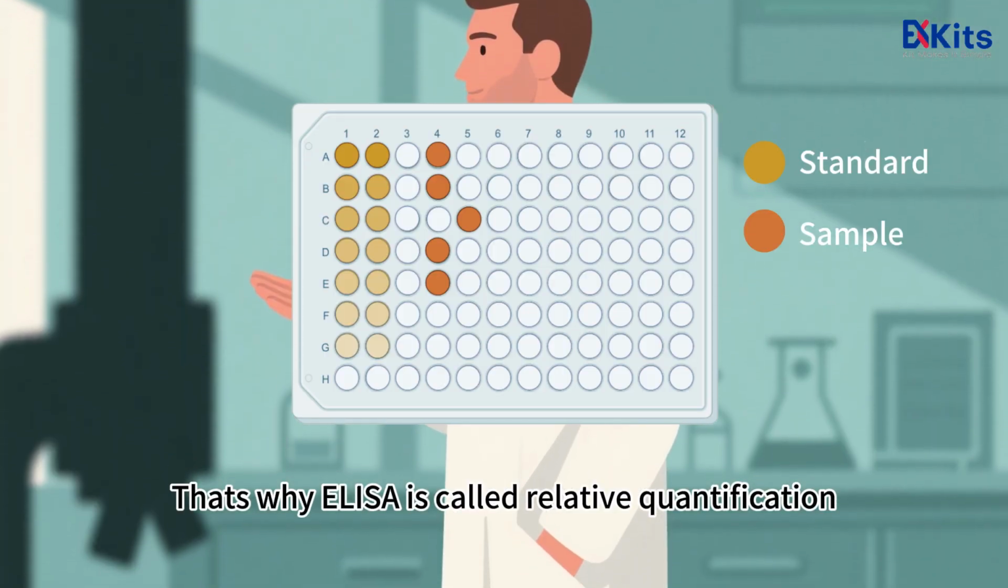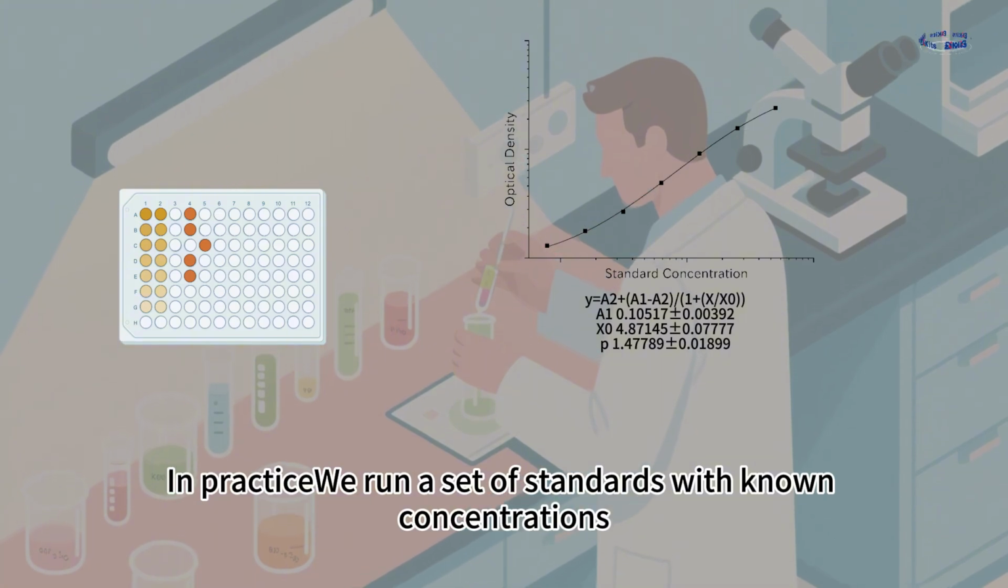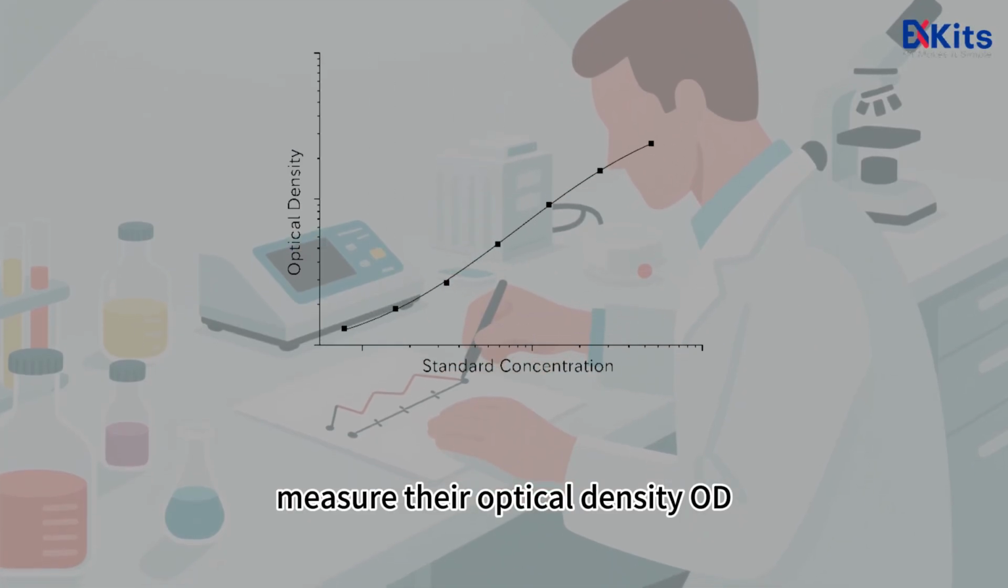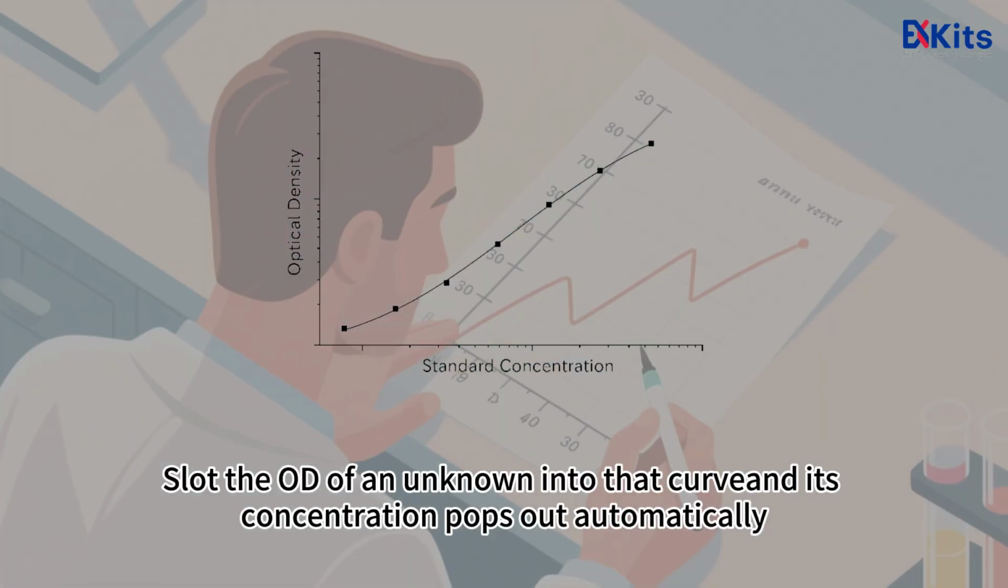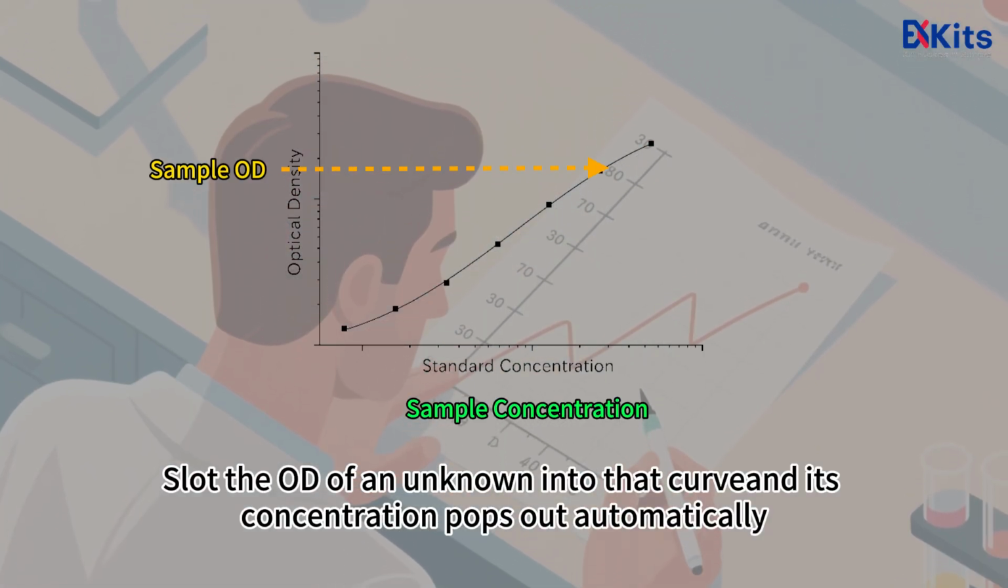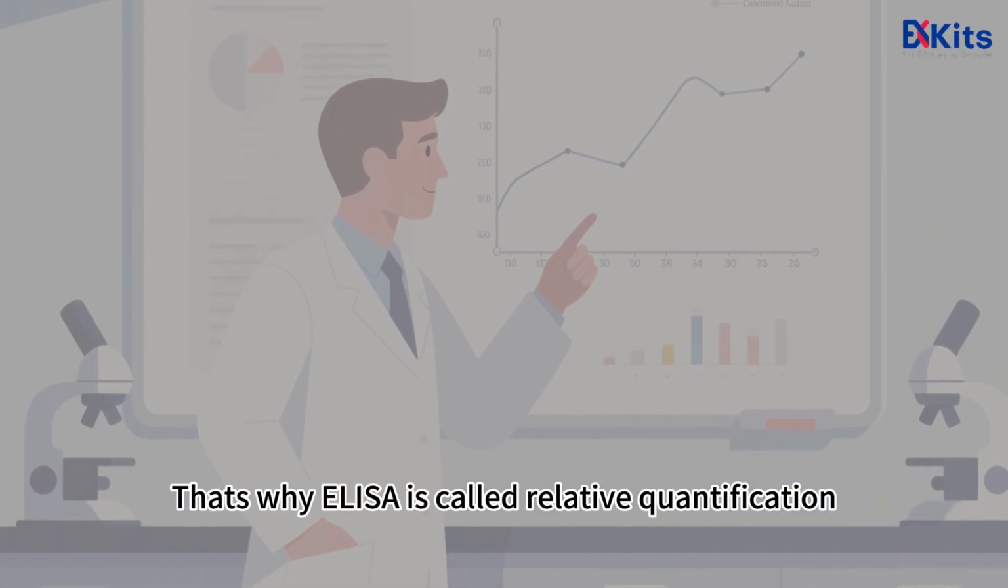That's why ELISA is called relative quantification. In practice, we run a set of standards with known concentrations, measure their optical density (OD), and plot a calibration curve, OD versus concentration. Slot the OD of an unknown into that curve and its concentration pops out automatically. That's why ELISA is called relative quantification.